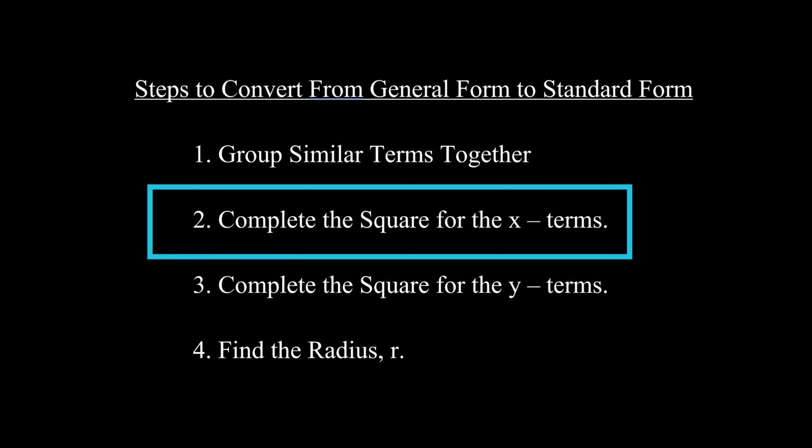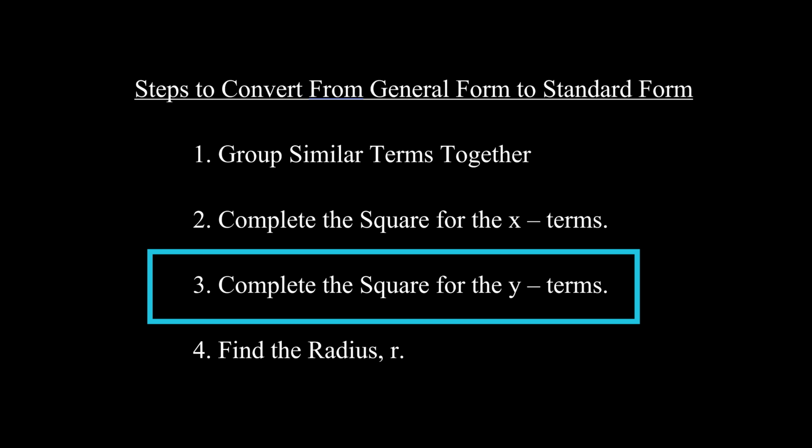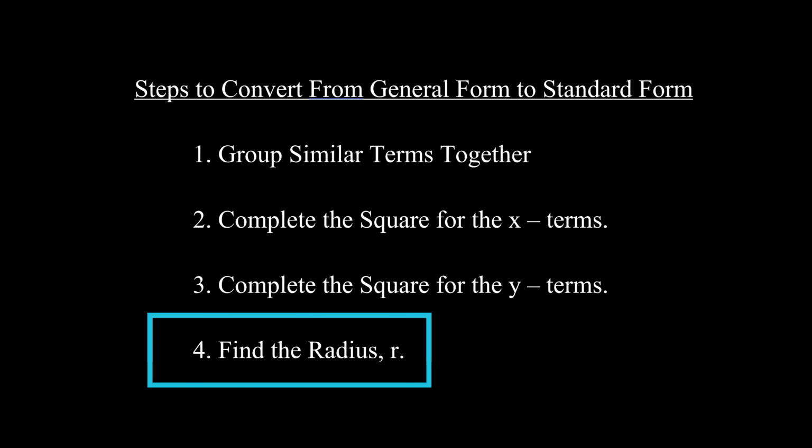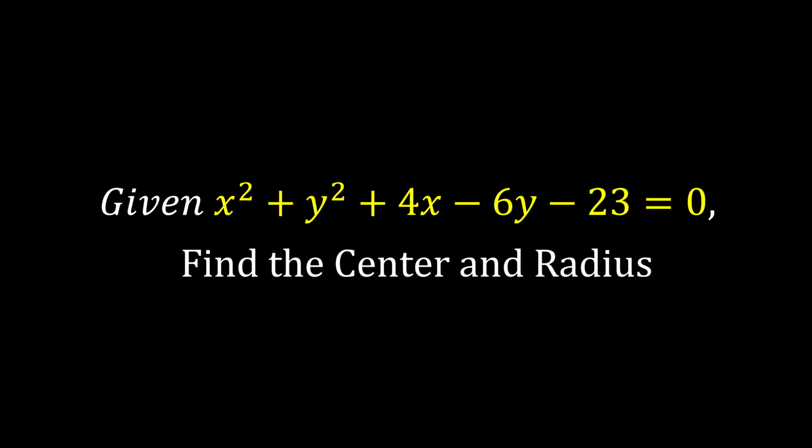The second step is to complete the square for terms only with an x. Third, complete the square for terms only with a y. And lastly, step 4, find the radius r. Let's try an example. Find the center and radius.